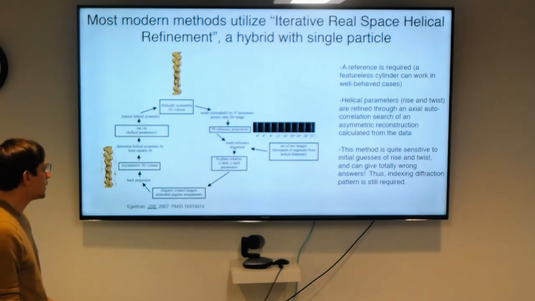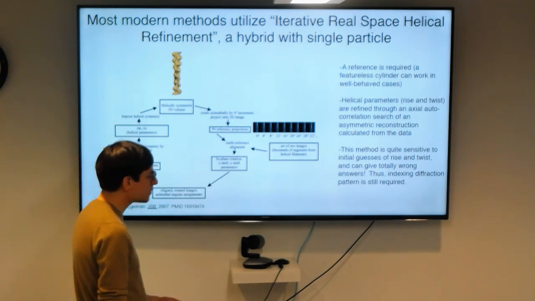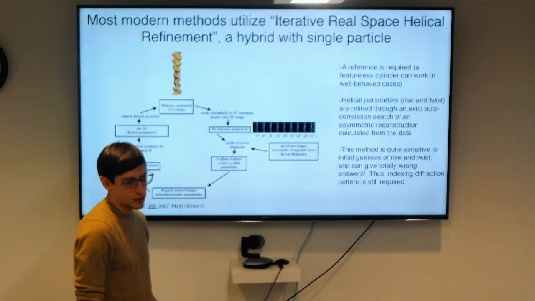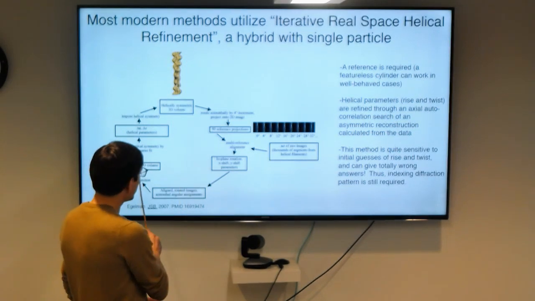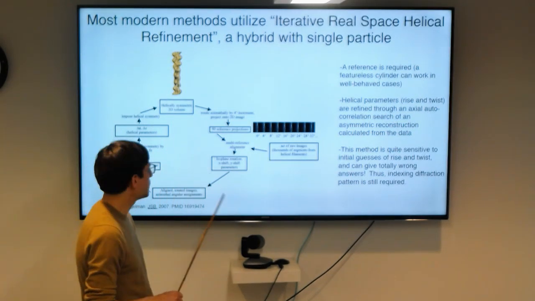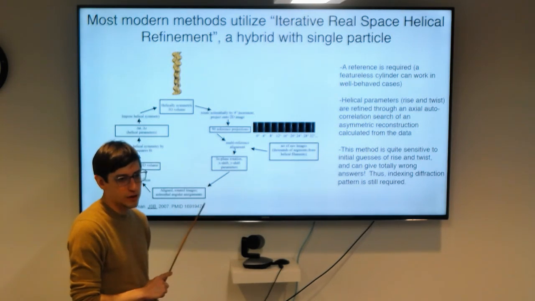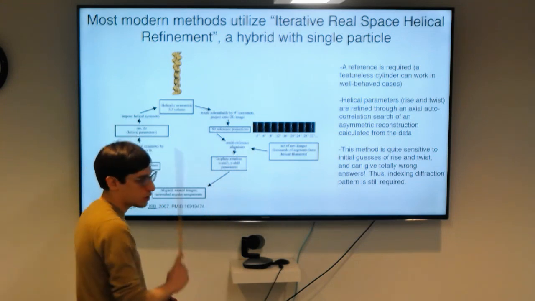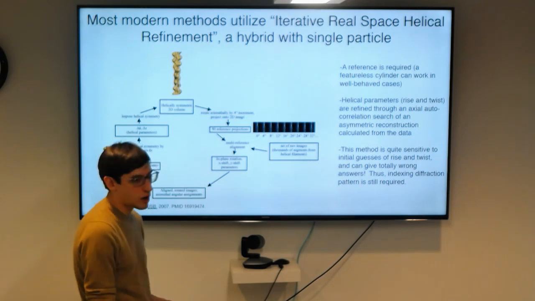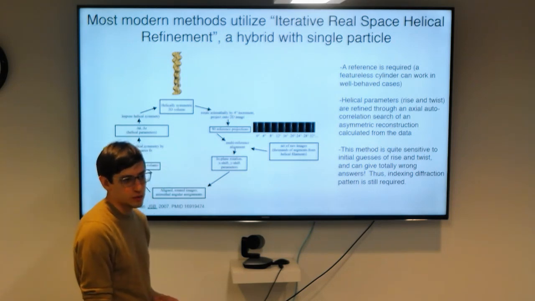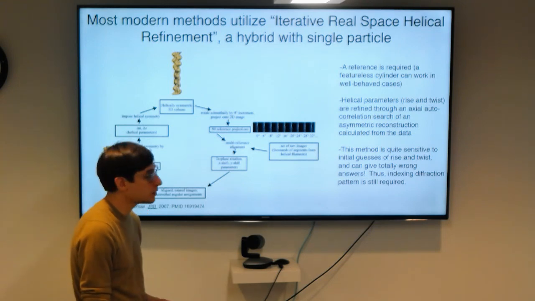So this is great. It's very simple. It works in many, many cases. The only thing to keep in mind when you do this is that it is quite sensitive to your initial guess of the rise and twist. You're doing a local parameter search, so you have to tell this algorithm where to start. You can get trapped in a local minimum and get totally incorrect reconstructions that nevertheless fix the helical parameters eventually. So it's still critically important to have an approximately right initial guess of the rise and twist. And that's one of the reasons why Fourier-Bessel analysis is still really important in the field.